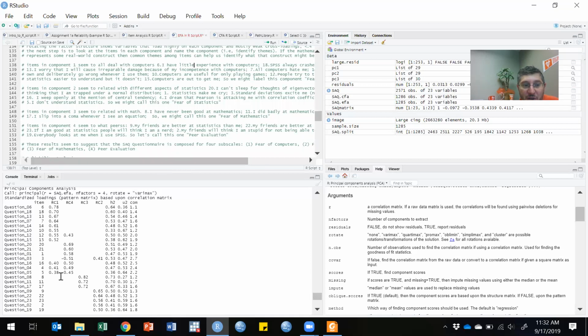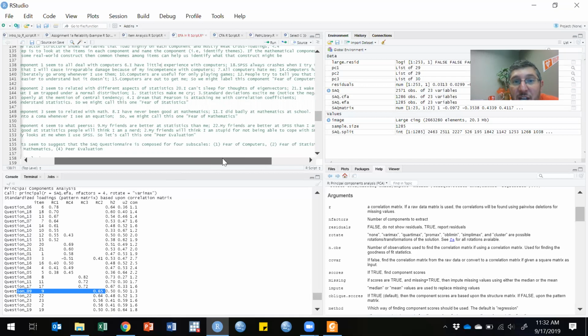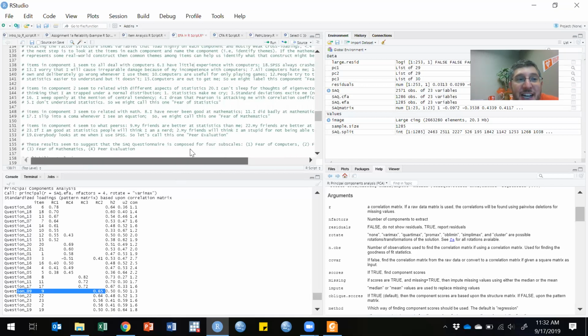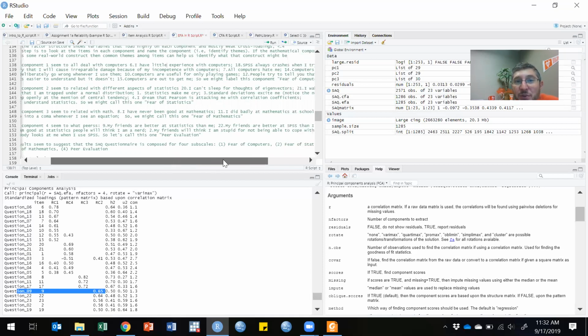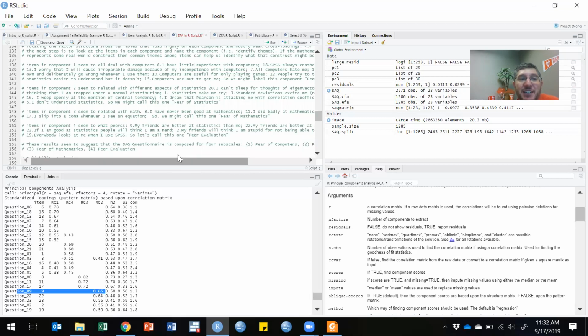And then our fourth component here: question 9, my friends are better at statistics than me. My friends are better at SPSS than I am. If I'm good at statistics, people will think I'm a nerd. My friends think I'm stupid for not being able to cope with SPSS. Everybody looks at me when I use SPSS. All of these seem to be about what your peers might think of you. So maybe we'll call this one something like peer evaluation.